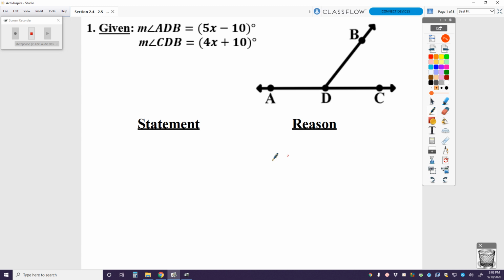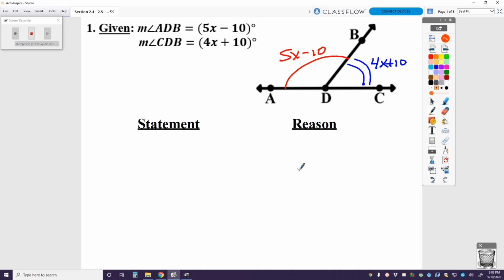So given angle ADB, so we're talking about this angle right here, is 5x minus 10 degrees. And angle CDB, this other angle, and we don't know that they're the same, so I'm going to put 2 markings on it, just to show that they are different angles, is 4x plus 10. All right. Now, what do we know?